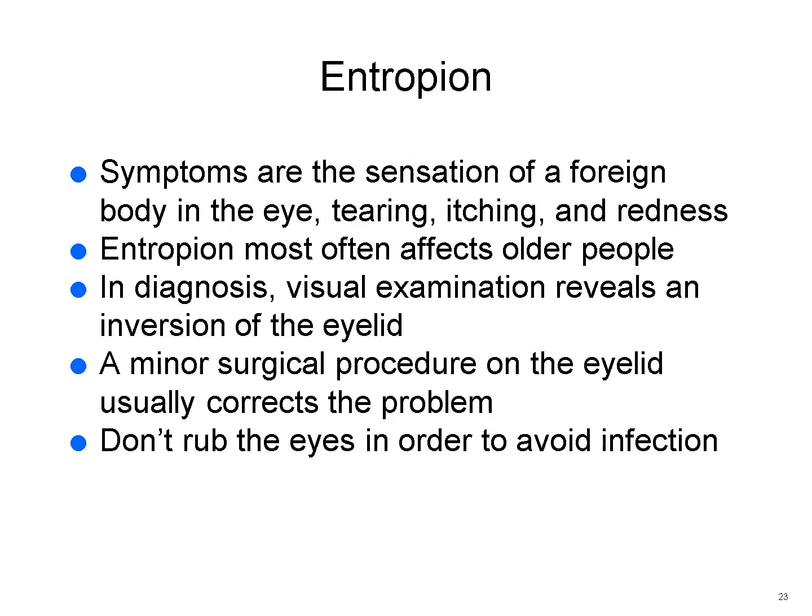Entropion is a condition where the eyelid turns inward, causing the eyelashes to rub against the eye. This creates the sensation of a foreign body, along with tearing, itching, and redness. It most often affects older adults due to weakening of eyelid tissues.